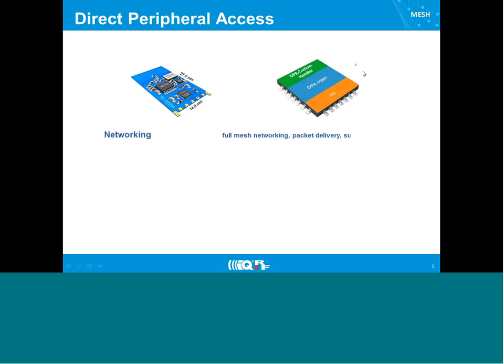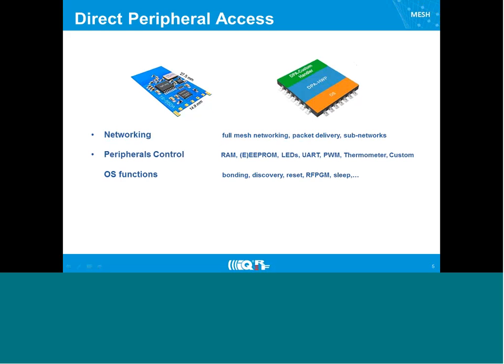So basically, what you can do with DPA, first of all, it covers all the networking. So full mesh networking, packet delivery. You can also have what we call sub networks in your network. The second thing is that you can control the peripherals. Each of the modules has certain peripherals, and you can control them and read data from them. That means you have available different types of memories, LEDs, UART, PWM, temperature sensor, and also you can create your own peripherals. And the work with that is extremely easy.